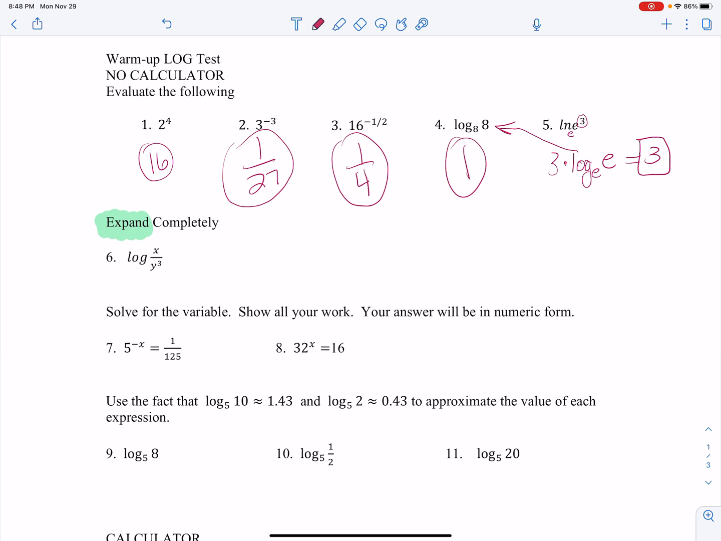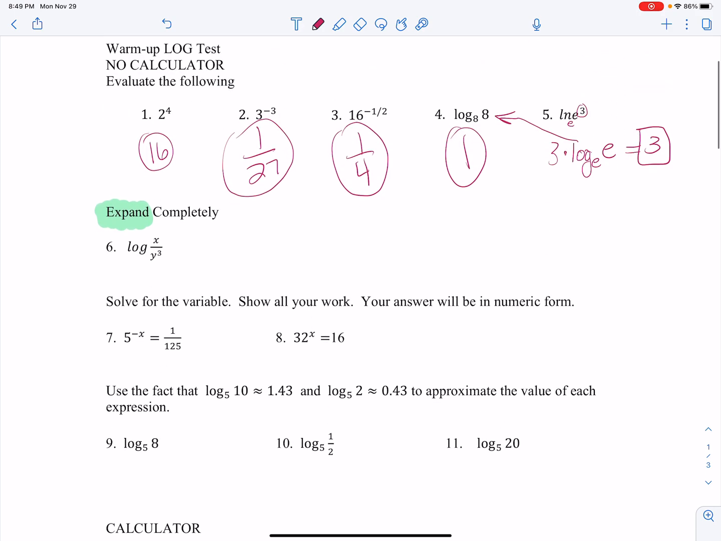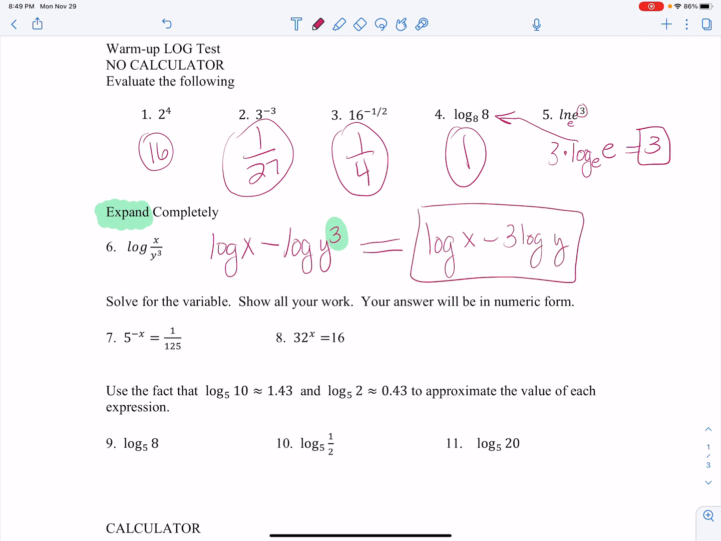Okay, this next one is asking you to expand. That means you want to use all your properties to get everything by itself. If it doesn't have a base, that's log base 10. So this would be the log base 10 of x minus the log base 10 of y cubed. If you do this on the test, I would have to take off a point, because when you're expanding, they want you to get all those exponents out. So your final answer would be the log base 10 of x minus 3 log y. This is the only correct answer for this question, so take a look at it.